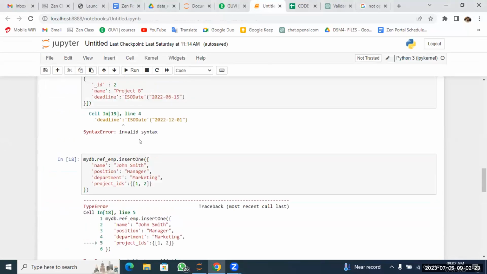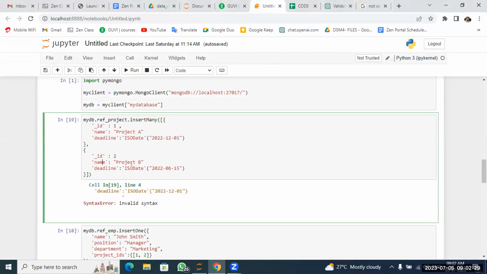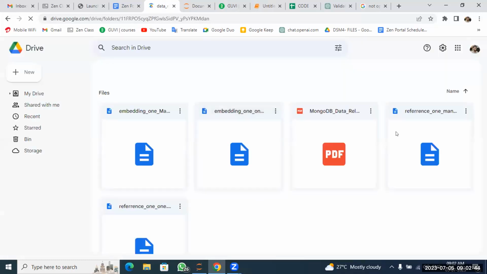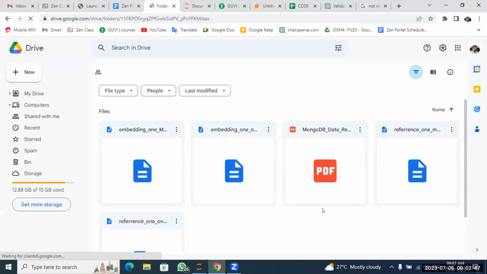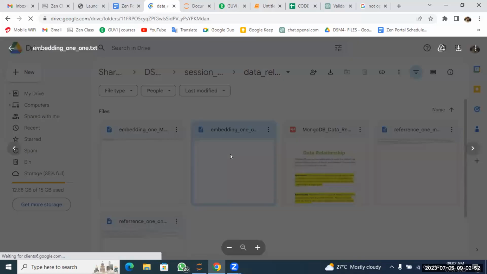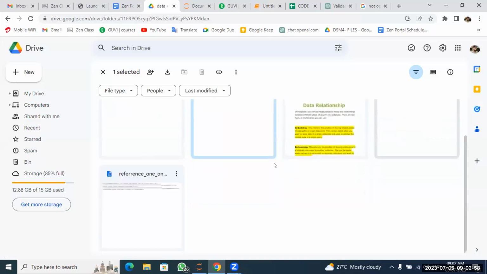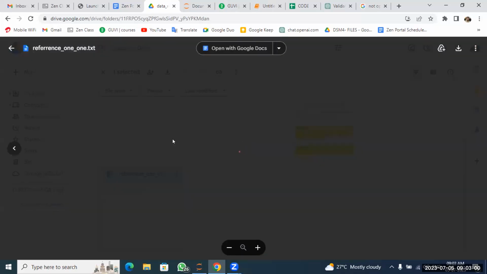Yeah, so this is the error. I'm getting an invalid syntax error here. I'm changing everything into the business, I think I have changed this file. Okay, you have to refer to the new file that I have provided. Can you do that? Sure. Reference one to many and reference one to one. I think I have updated this text file, not embedding. Reference one to one, right? One to one and one to many. Both I have updated.